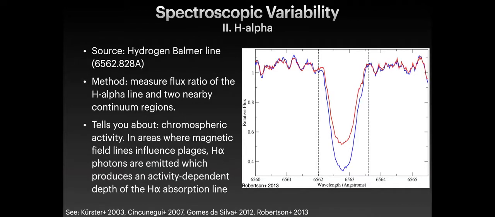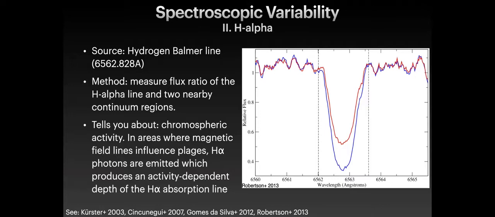If we look further into the red part of the spectrum, there's another well-established activity indicator, which is the H alpha absorption line. Similar to the approach used for the calcium-2 lines, this indicator is based on the ratio of the flux in the core of the H alpha line and the flux in two nearby continuum regions. H alpha also tells you about the star's chromospheric activity levels because H alpha photons are emitted in regions where magnetic lines influence plages.